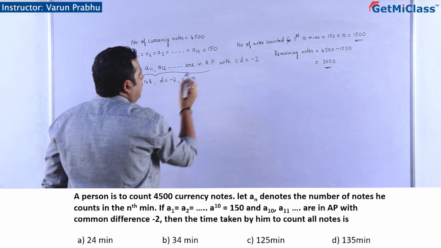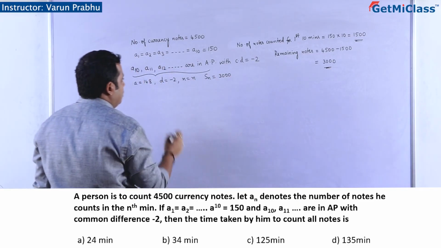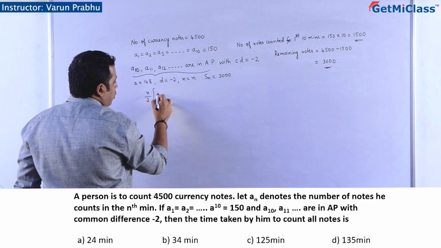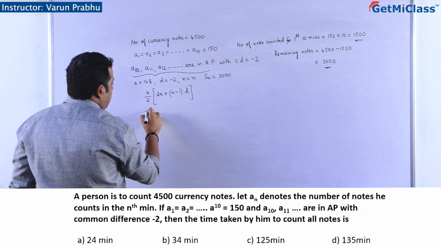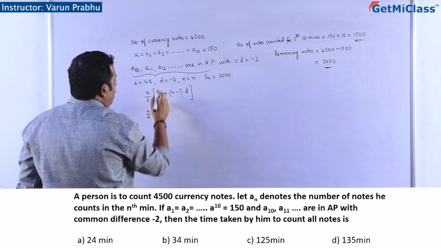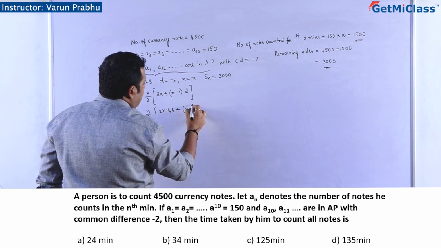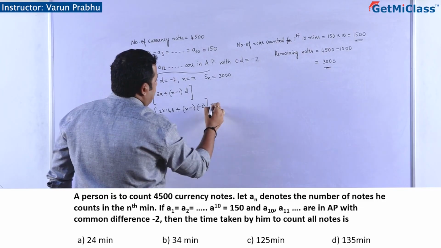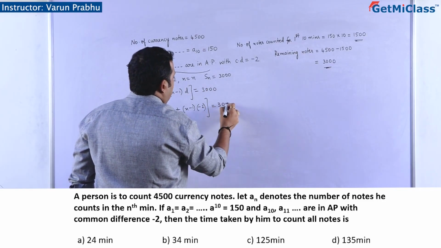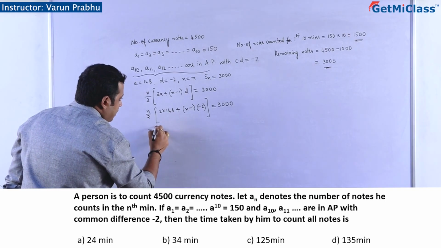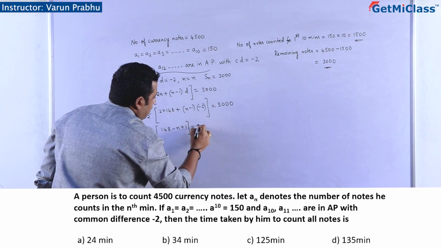Let me call the number of terms N. And Sn should be equal to how much? Now the remaining notes are 3,000. So N divided by 2, 2A plus N minus 1 times D. So your answer here, N divided by 2, 2 into 148 plus N minus 1 times -2, that is equal to 3,000. So what is this answer that we get? N into 148 minus N plus 1, that is equal to 3,000.